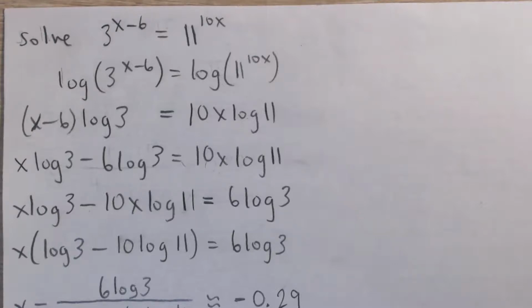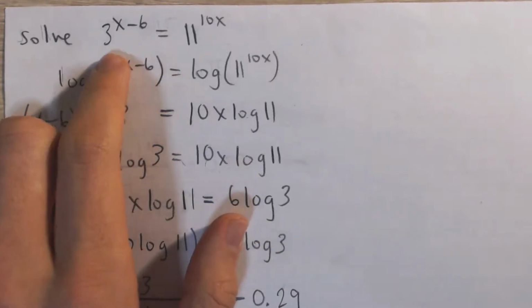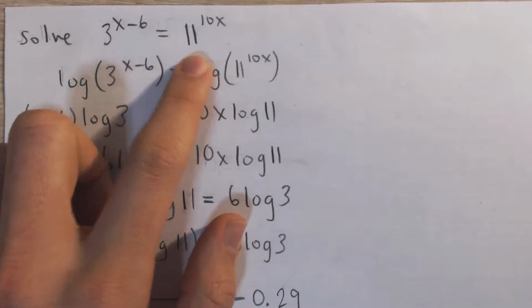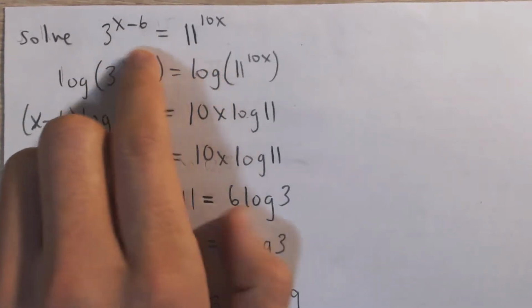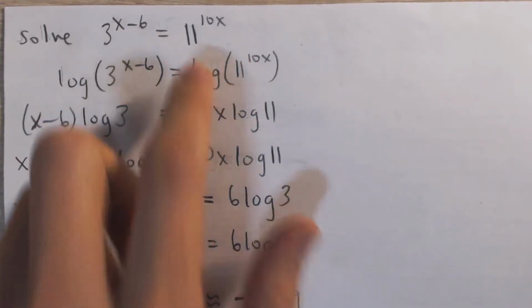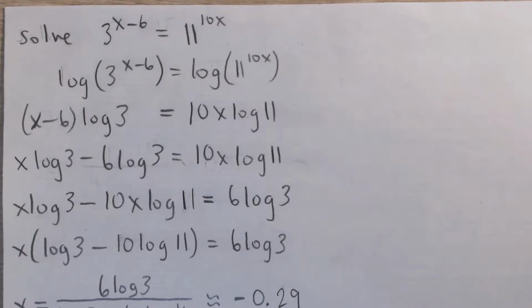Okay, so here we have an exponential equation. 3 to the x minus 6 power is equal to 11 to the 10x power. Again, we have two powers here that both have x in them, so we're going to have to do a little bit of algebra massaging here.